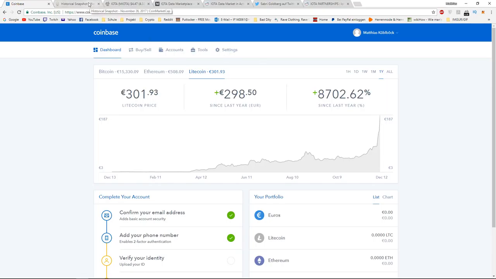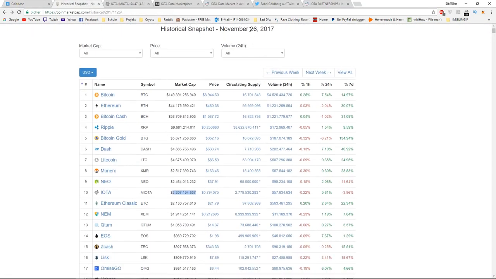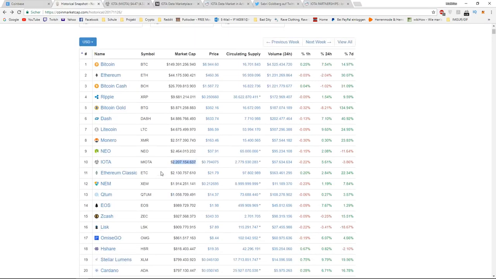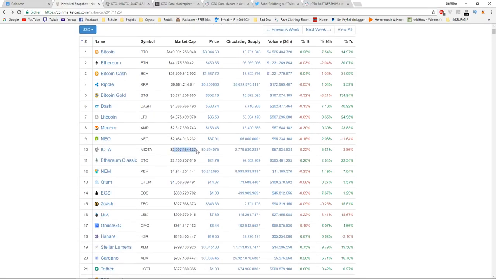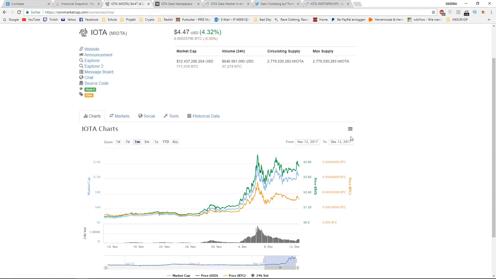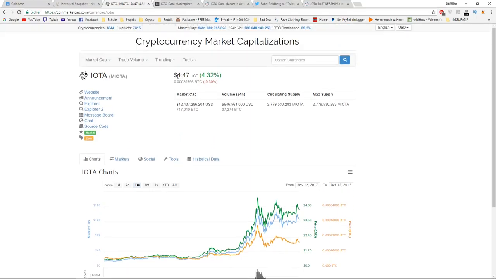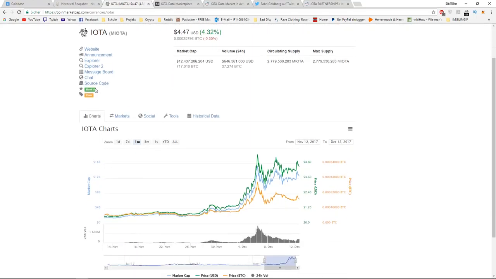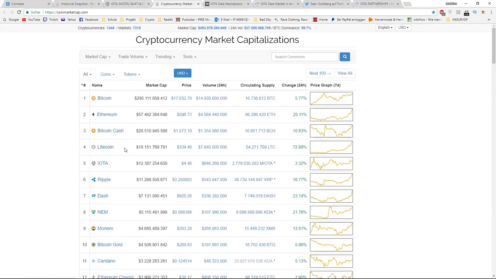Now, if you look at the price of IOTA, approximately half a month ago, the market cap was 2 billion and the price was 80 cents. Well, if you look now as the 12th of December, the market cap got multiplied by 6 and is now at 12 billion, ranking 5th just behind Litecoin, which took the 4th place today.